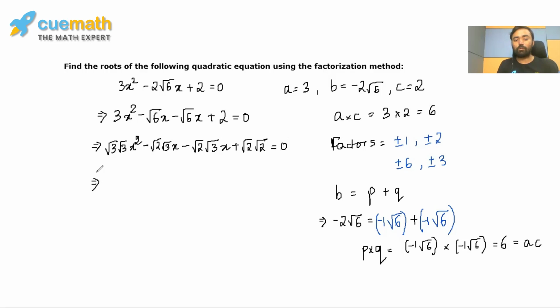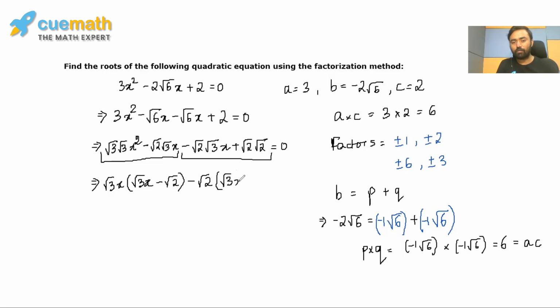Now let's look out for the common factors between these two terms. If we observe the terms carefully, the common factor would be square root of 3x. And we'll get square root of 3x minus square root of 2 if we take the common factors out. And between these two terms, the common factor would be square root of 2. If we take this out, we are going to be left with square root of 3x minus square root of 2 is equal to 0.